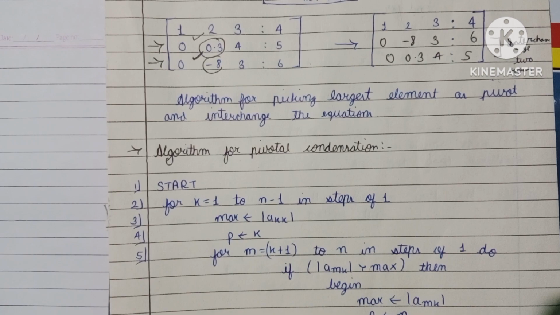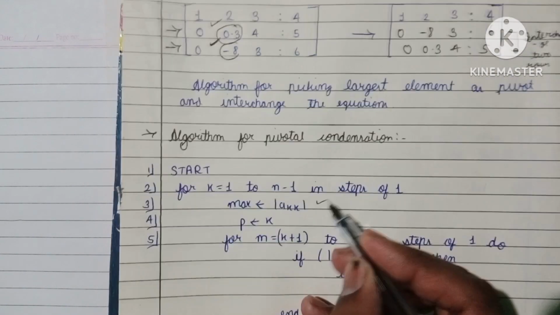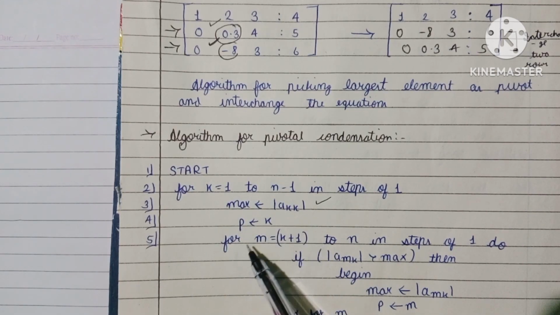So now we will see the algorithm for pivotal condensation. The algorithm contains start, then we run a loop for k equal to 1 to n minus 1 in steps of 1. We select the maximum element, and we will make it the pivot element. Then this k value is stored in p. Then we run another loop, which is an inner loop, for m equal to k plus 1 to n in steps of 1. Do if a of mk is greater than max, then make a of mk the max and store the value of m in p.